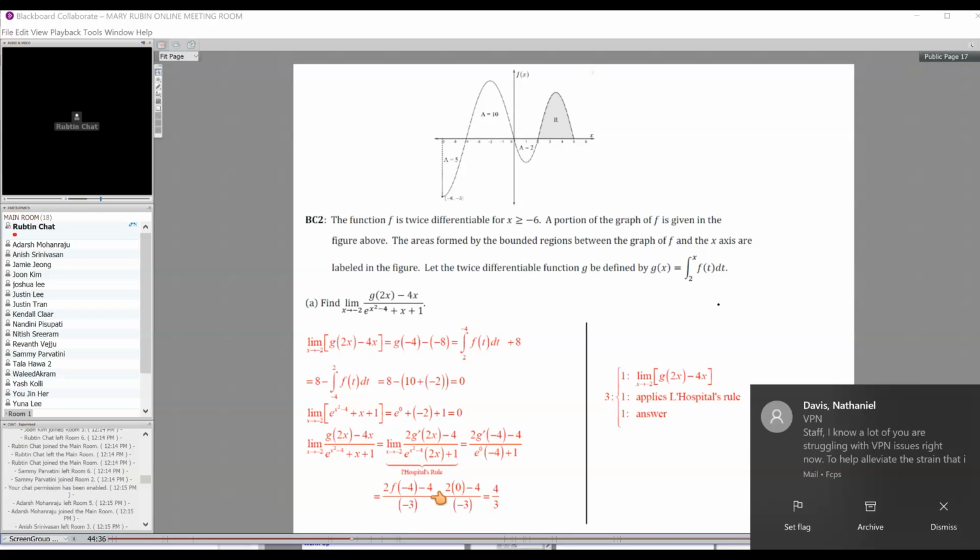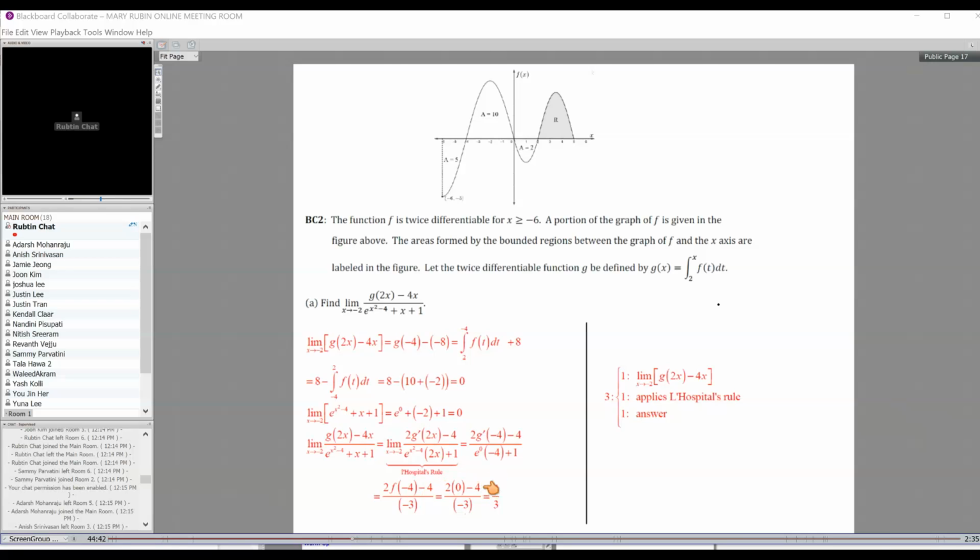this. You can't stop here because you're asking them to figure out f of negative 4, and they want at least this. You're welcome to simplify it. I wouldn't suggest it, but it's entirely up to you.